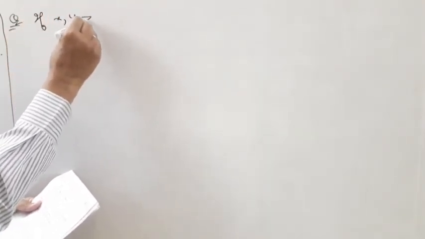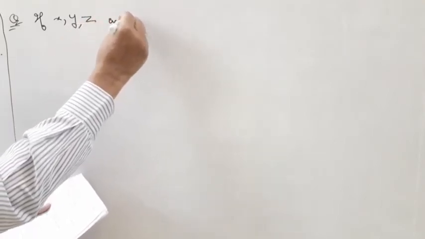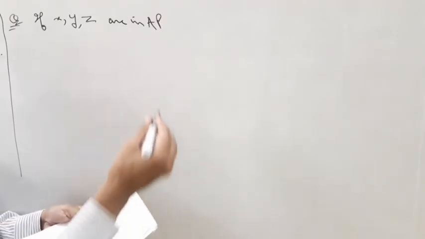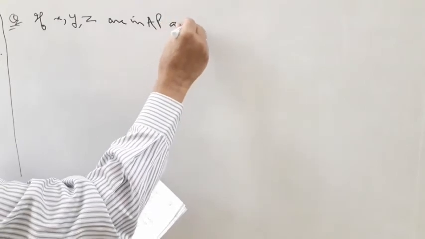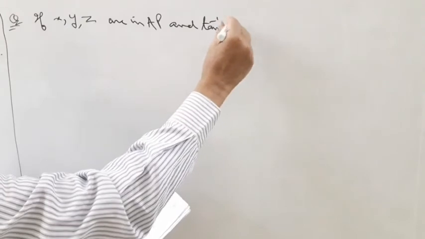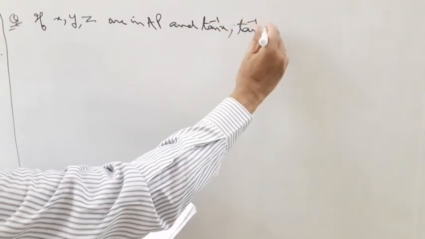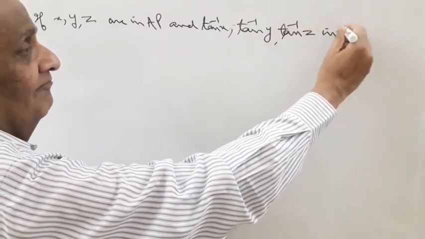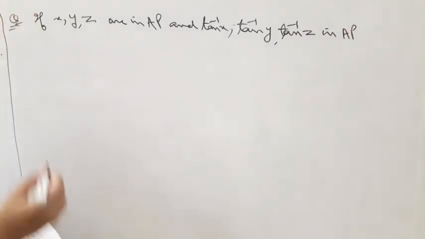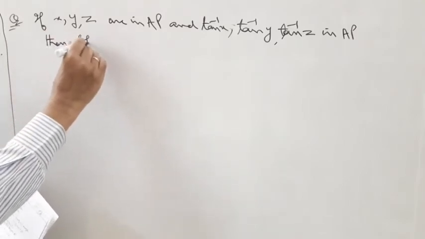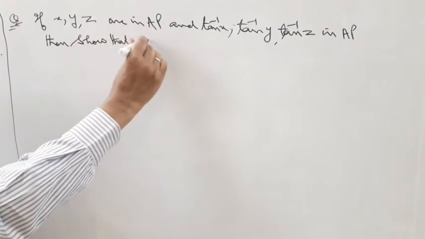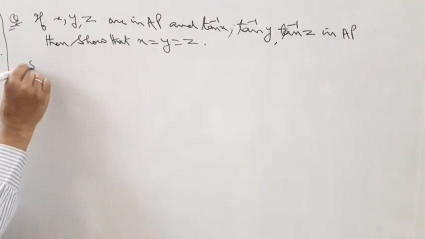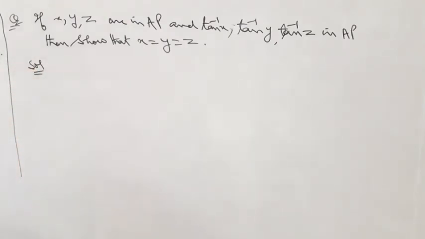We can say that if x, y, z are in AP, and tan inverse of x, tan inverse of y, tan inverse of z are in AP, please note down the question carefully, then show that x is equal to y is equal to z. A very important question.